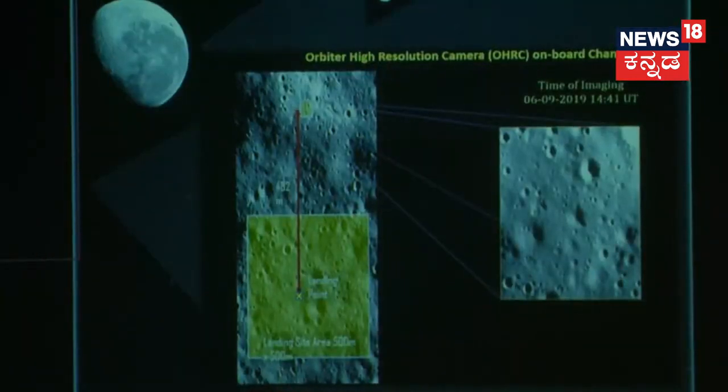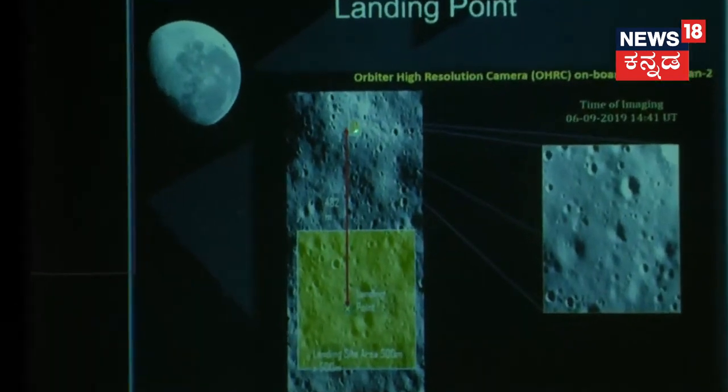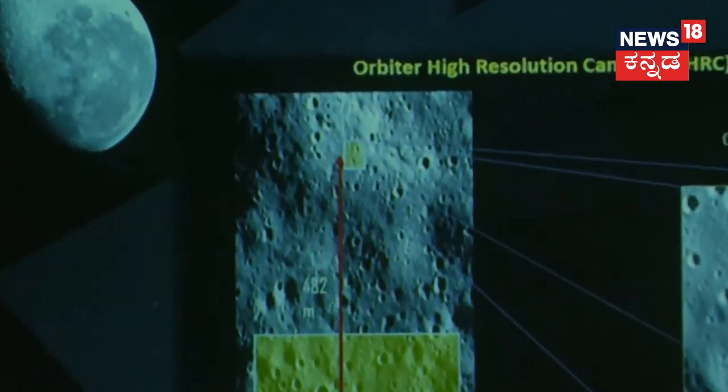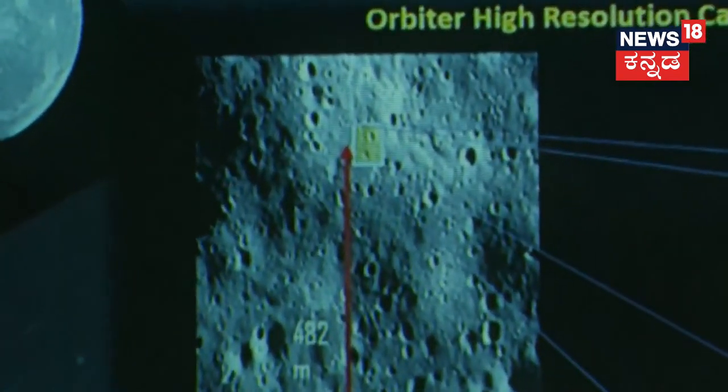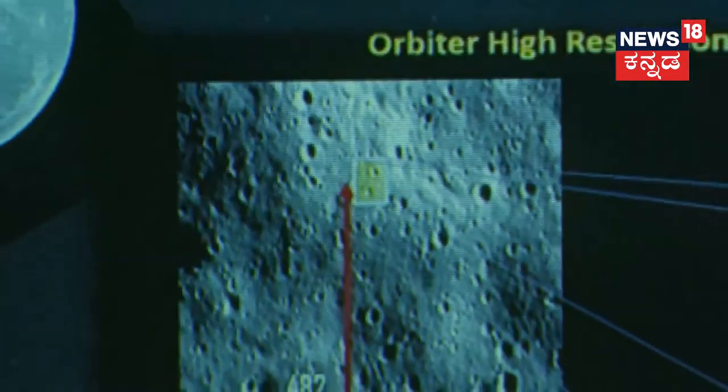Now you can see, on the moon, this is supposed to land here. This should have been the landing point, but it landed here, almost 800 meters away. Are you able to see the lander here? Now can you see? So it is still there.